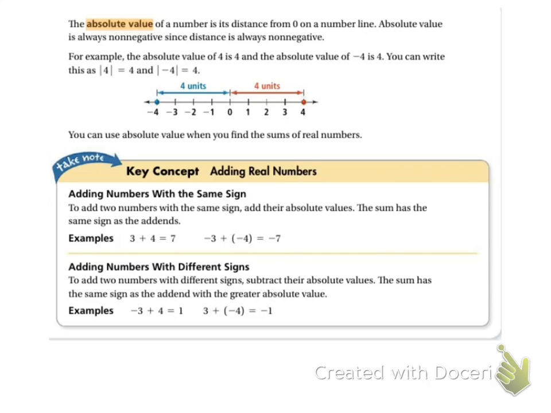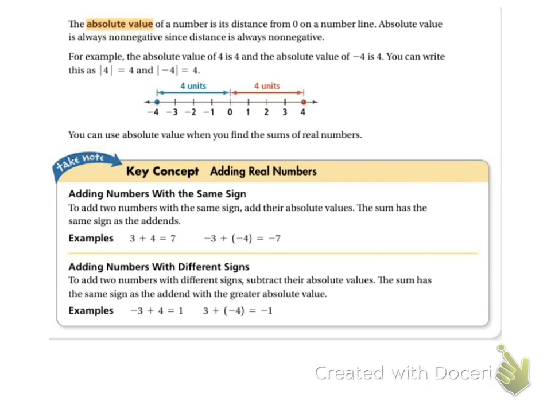The absolute value of a number is its distance from 0 on a number line. And our absolute value is always non-negative, which means it's always positive. Whenever we take an absolute value, if it's a positive number, it stays positive. If it's a negative number, it changes it to a positive number.